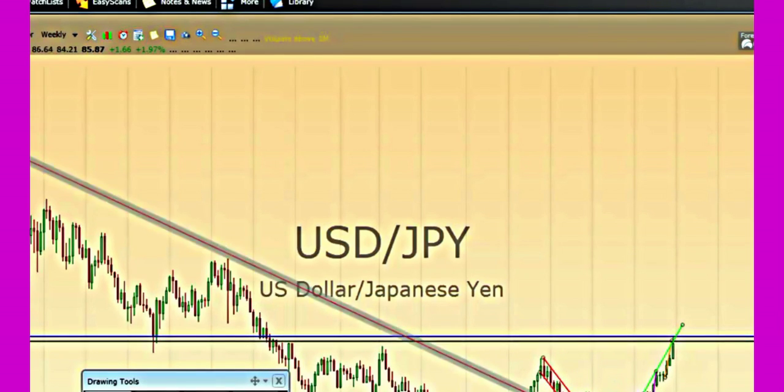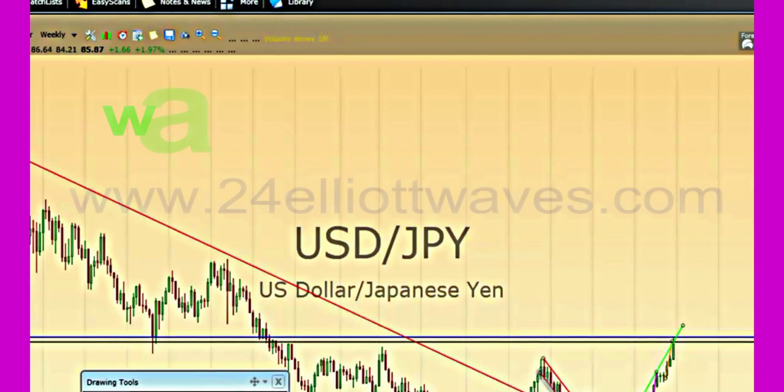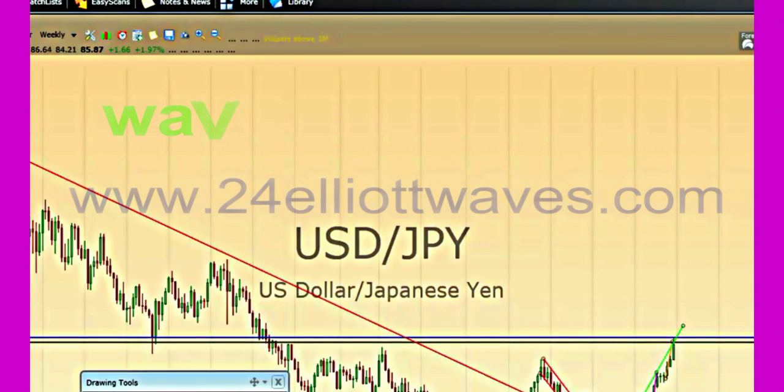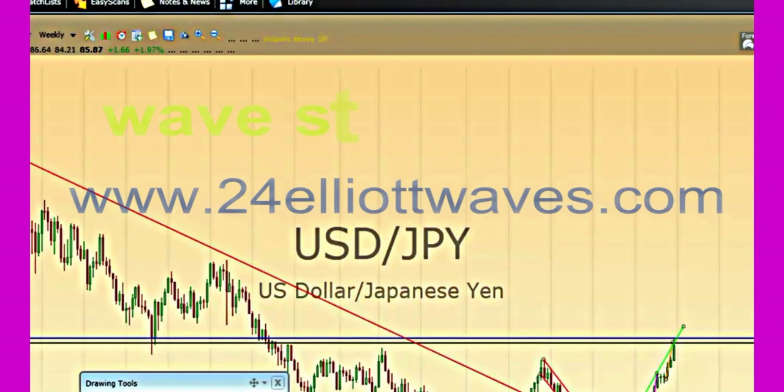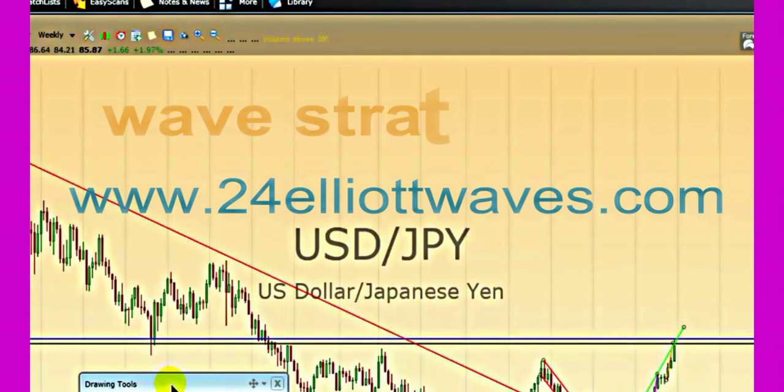Everyone was saying sell the dollar, sell the dollar, blah, blah, blah. But finally, the price ran away. The dollar ran away, all right? So it went horizontal instead of going straight up here.